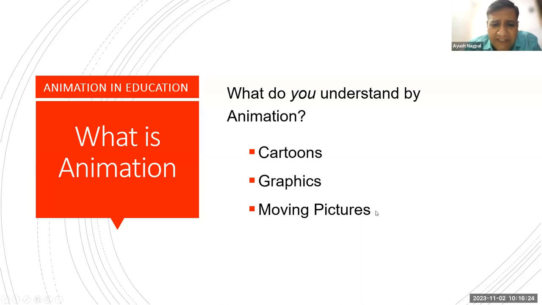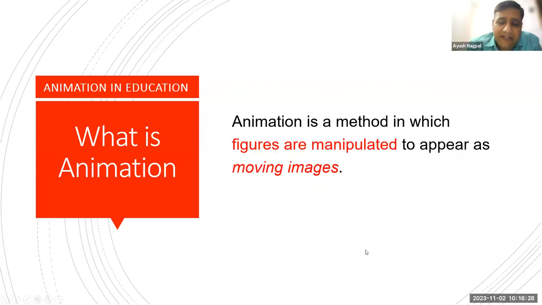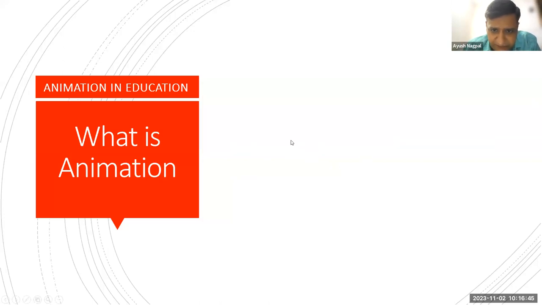What do you understand by animation? A lot of people say it is cartoons, it is graphics, it's moving pictures. But animation is really a method in which figures are manipulated to appear like moving images. We are only making them appear as moving images. There is nothing really moving, nothing. Okay?